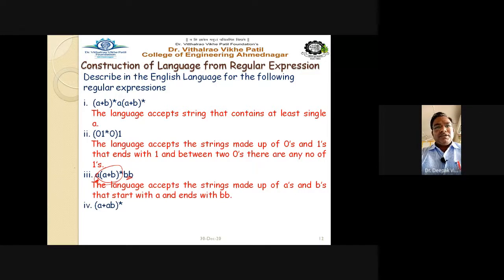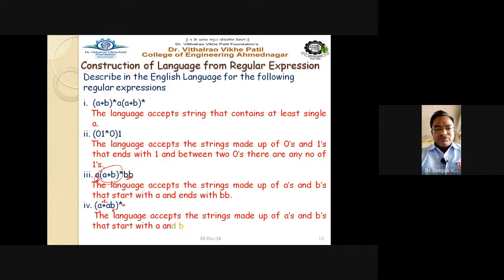Then next is a plus b bracket raised to star. Now this is a or b, and the bracket raised to star means any combination of any number of a's or b's is possible here. So how to write the language? The regular expression gives the language that accepts the strings made up of a and b that start with a, and b is always preceded by a. So that always starts with a.